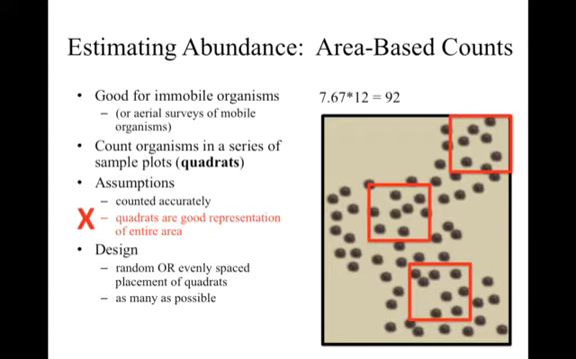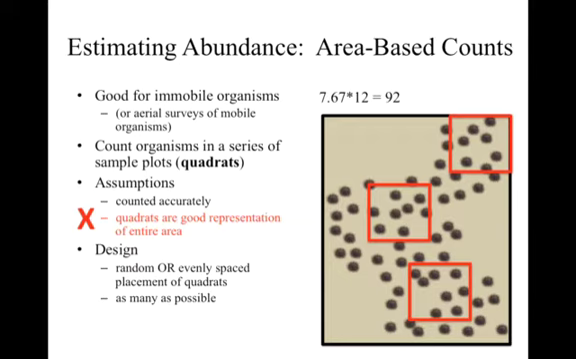So when I'm designing area-based counts, there are a couple of things I can think about. First, you might wonder, how do you put down the quadrats? Where do you put them? You can put them down randomly, wherever you just happen to throw them, or you can put them down evenly spaced. It doesn't really matter, as long as you're not purposely putting them in areas that are higher or lower density than the average area.